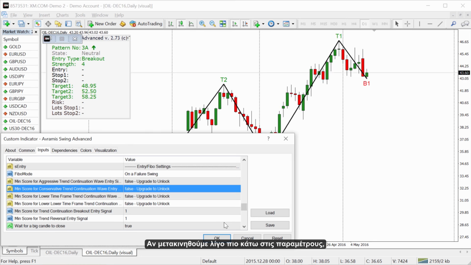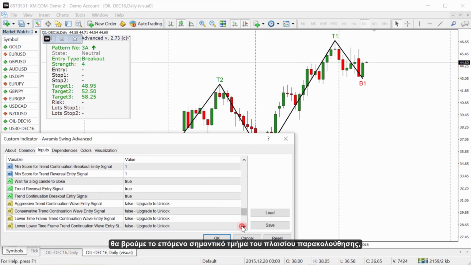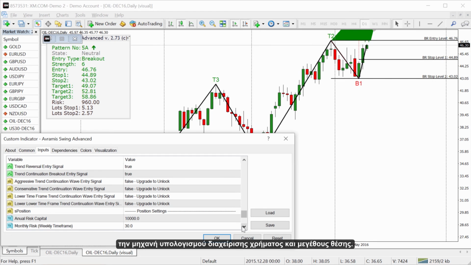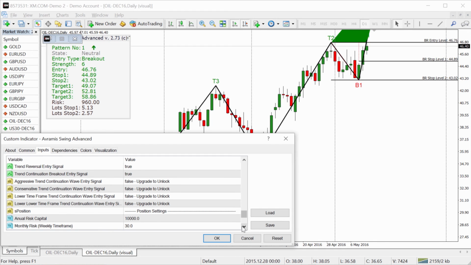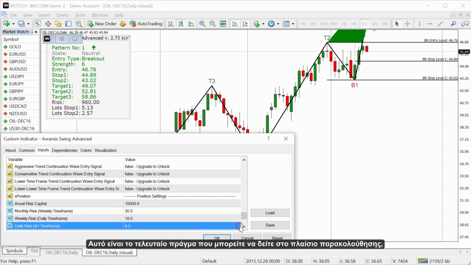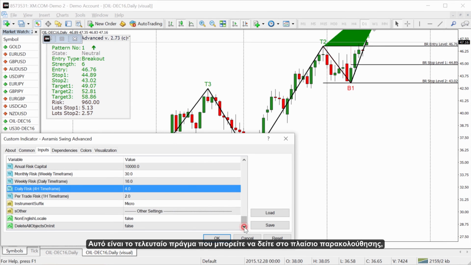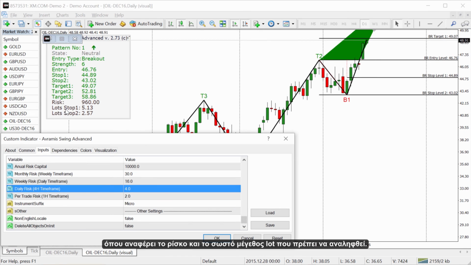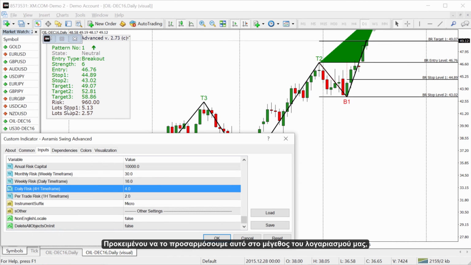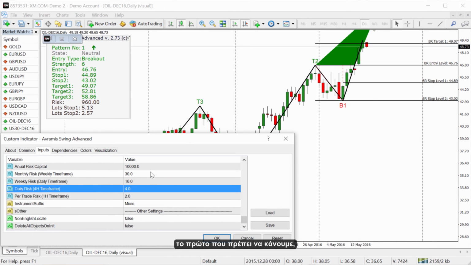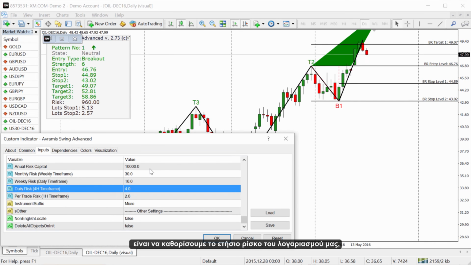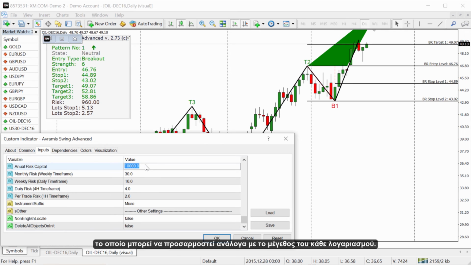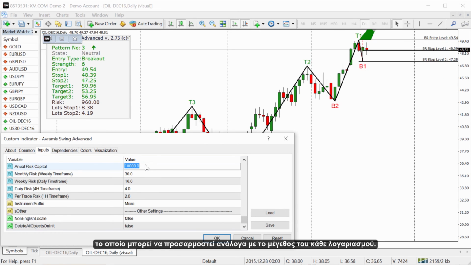Now if we scroll down a little bit lower in the parameters, we will find the next important part of our monitor panel, which is our money management and position size calculator. This is the last thing that you see in the monitor panel here, where it says risk and the correct lot size to be taken. Now, in order to customize this towards our account size, the first thing we should do is outline the annual risk of our account. This can be customized according to any account size.